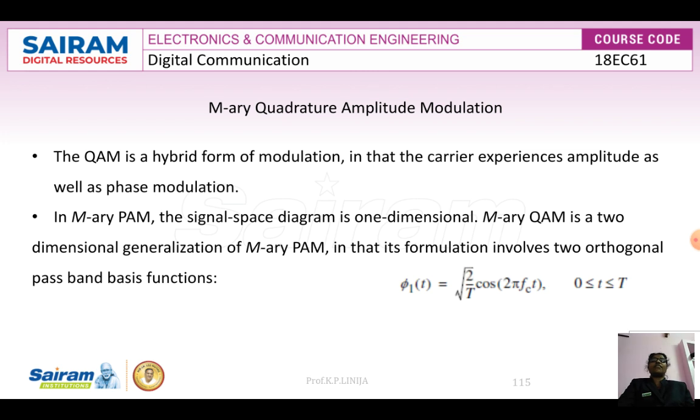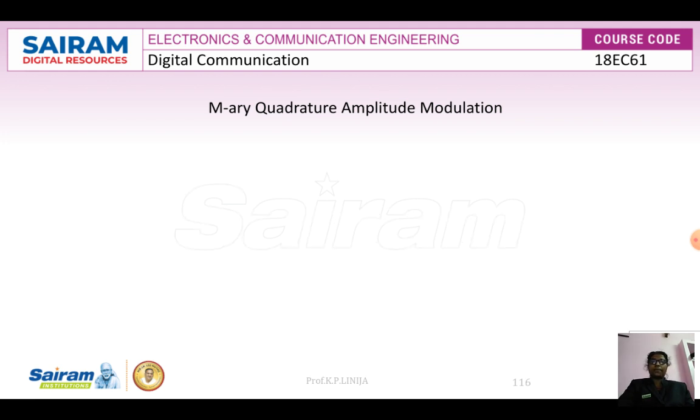We can define the basis functions such that phi 1 of t is equal to root 2 divided by T into cos of 2 pi fct, for 0 less than or equal to t less than or equal to capital T. And phi 2 of t is equal to root 2 divided by T sine of 2 pi fct, for the limit 0 less than or equal to t less than or equal to capital T.